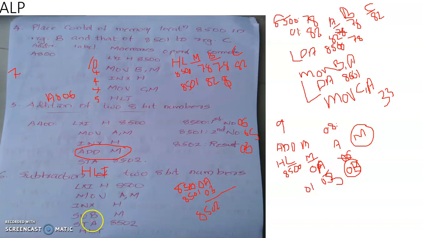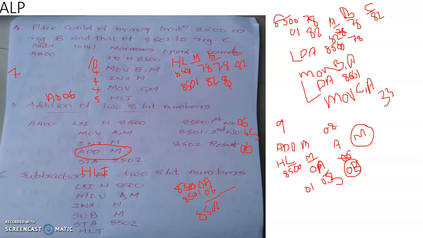INX H is done. SUB M, subtract the content of the memory location pointed by HL pair from the content of the accumulator. Accumulator has a content 0a. 8501 is the memory now. Then the number there is 03. You have to subtract 03 from 0a.